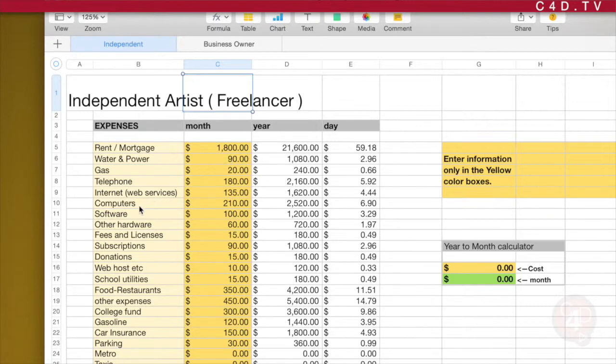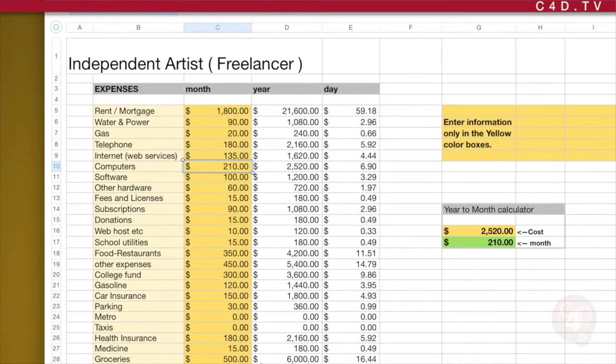If for any reason, for example in computers, you have a computer that you are buying today, or several computers for your own use, then you can actually put your cost in here, the yearly cost. For example, I'm going to put 2520, which is something that a computer might cost nowadays, and it will give you a monthly charge. So that monthly charge, you're going to put it right here. If you need to have a calculator handy, this setting over here is to calculate the year-to-month calculator.